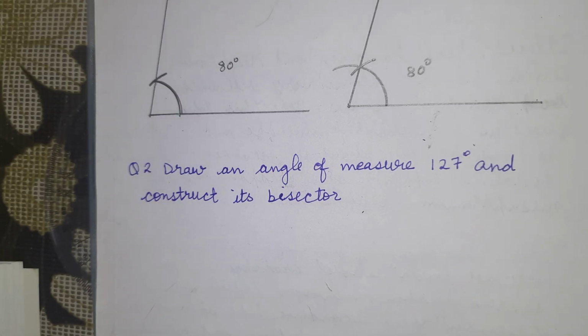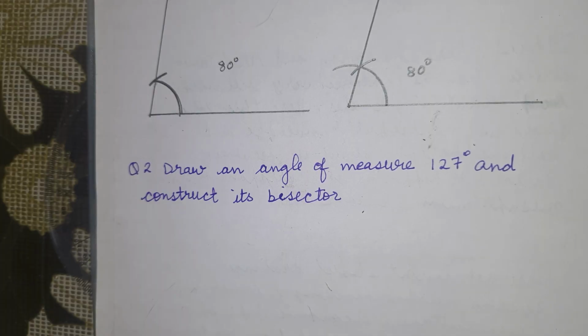Now the next question is, draw an angle of 127 degrees and construct its bisector. Before we start, what is a bisector? Remember, a bisector is a line that divides an angle into two equal parts. Any line that divides something into two equal parts is said to be a bisector.